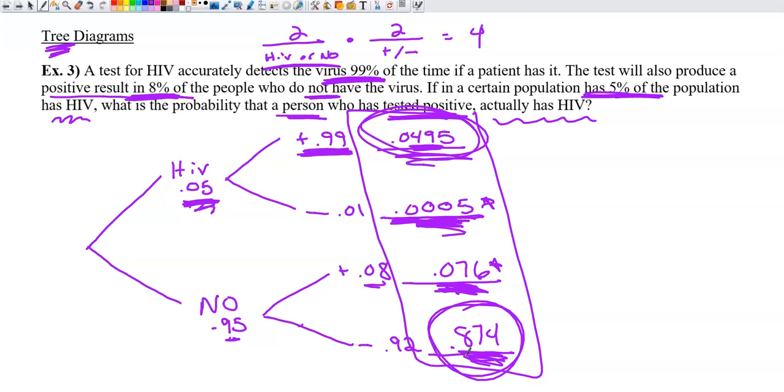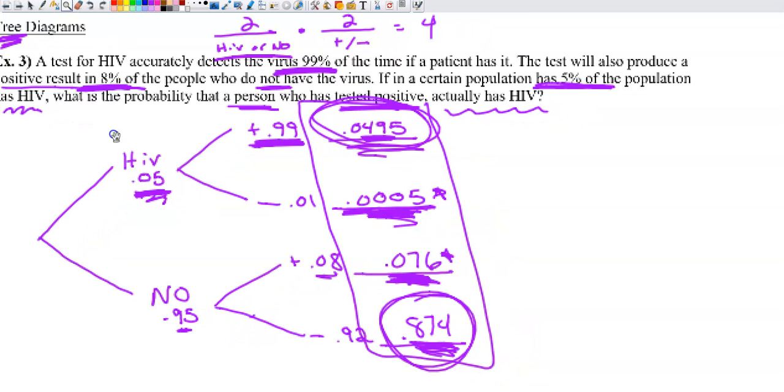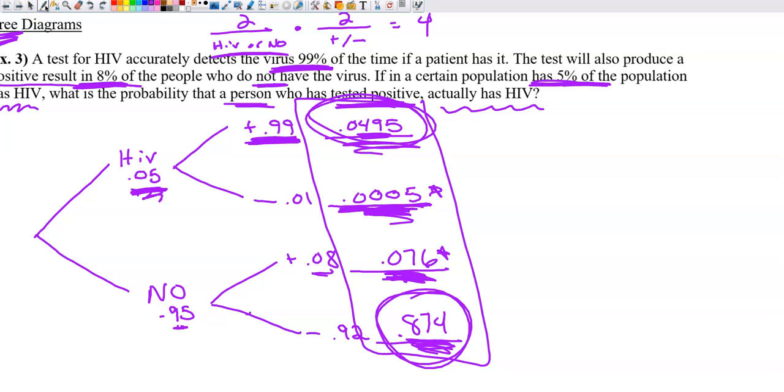Well, I've organized this. I've got my probability of my 4 different events. I still haven't answered the question. What is the probability that a person who has tested positive actually has the HIV? So I got to think about what that means. What is the probability that they have the HIV if I know that, because they have tested positive? That's a known statement. If I know that they tested positive.